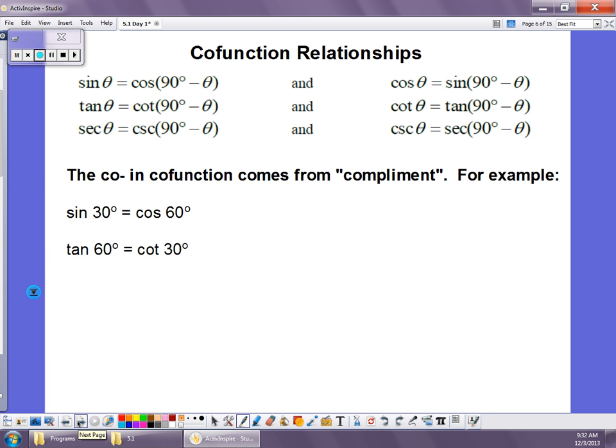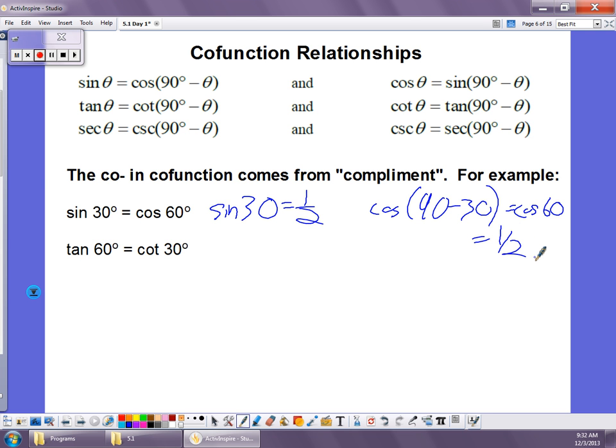All right, last thing we're going to look at before we get into some problems is these co-function relationships. So for sine, you want to write these down on the back. The sine of an angle is equal to the cosine of 90 minus that angle. Okay, so an example of that is like sine 30. What's the sine of 30? 1/2. And then what we're saying is that's equal to the cosine of 90 minus 30, which equals the cosine of 60, which is 1/2.